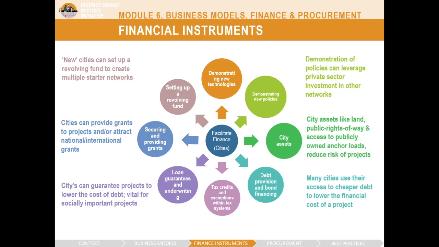Loan guarantees and underwriting. Cities can warrant a lower cost of debt which can support loan guarantees. Securing and providing grants. Cities can provide grants to projects but also attract national and international funds on the project's behalf. Setting up a revolving fund. New cities can set up a revolving fund designed to create multiple starter networks and also demonstrating new technologies.